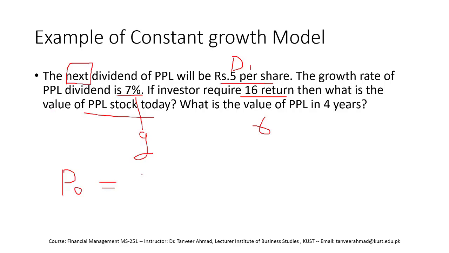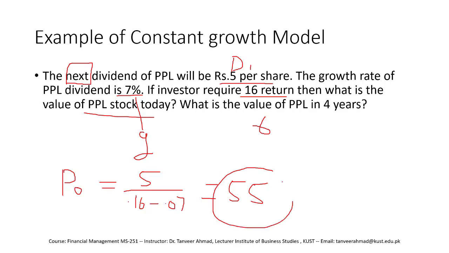The formula we know is D1. D1 in this case is 5 rupees. We already know the D1, we do not have to calculate it again. Divided by R minus G. R is 16% and G is 0.07. So the answer would be 55 rupees. That means this stock is currently worth 55 rupees. If we are going to buy it, we shouldn't buy it for a price higher than this 55 rupees.